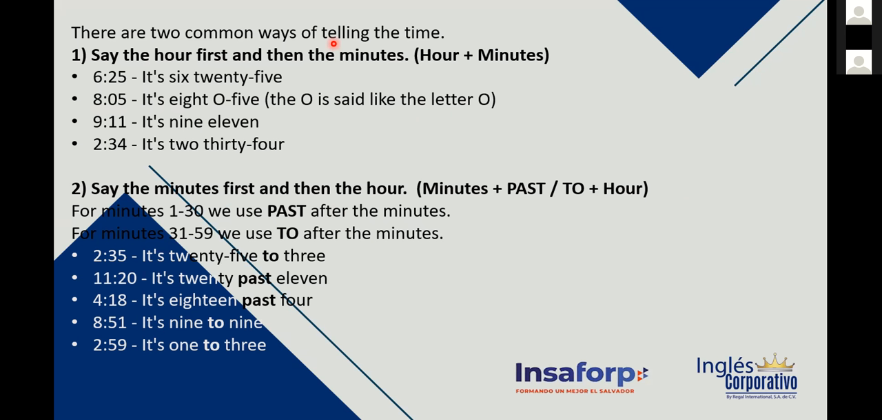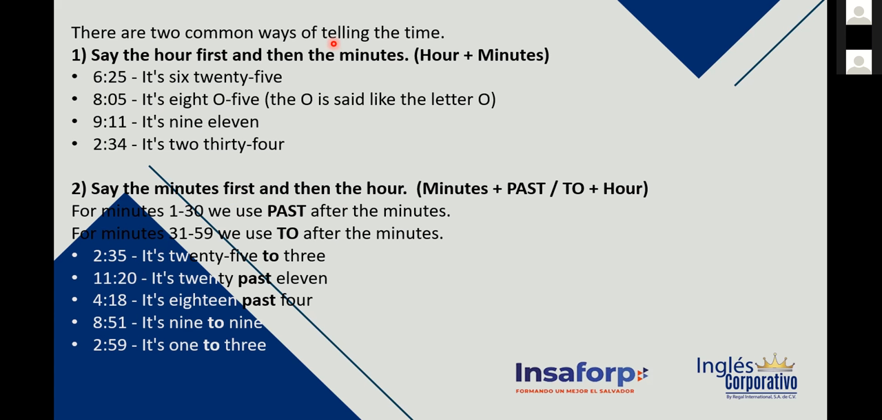The O is said like the letter O. I think that maybe it could be the zero. Yeah, exactly. That's what I said when we saw the numbers, that Americans, they prefer to say the number zero. They do not say zero. They prefer to say O. Okay. It's 9:11. It's 2:34. All right. Thank you so much.